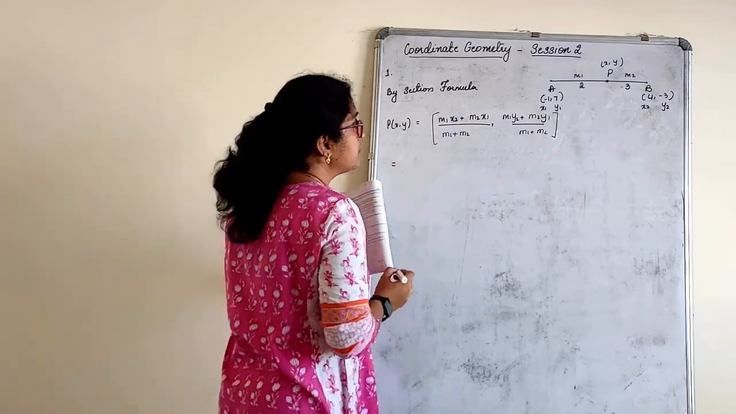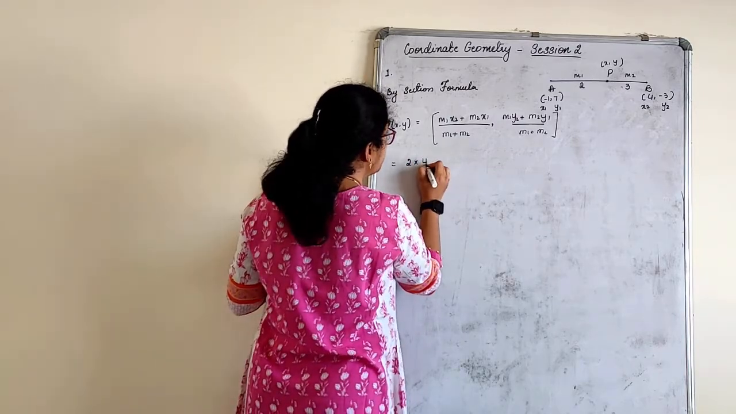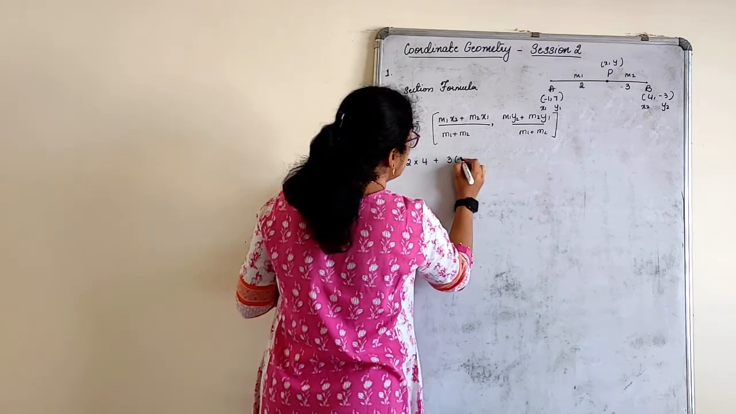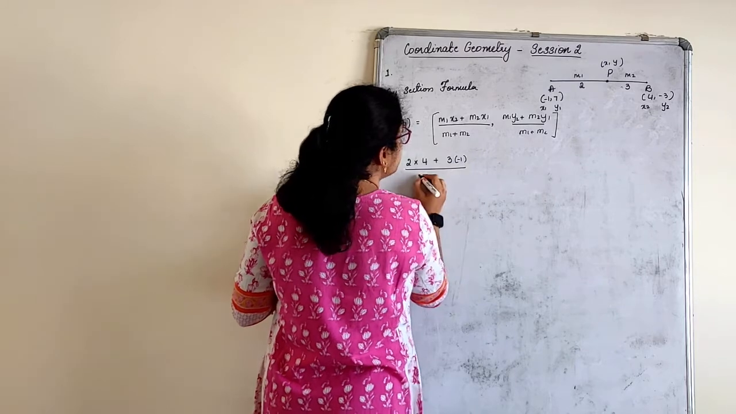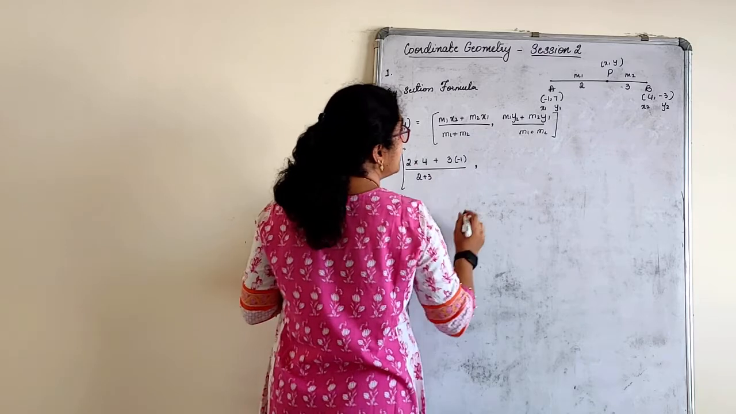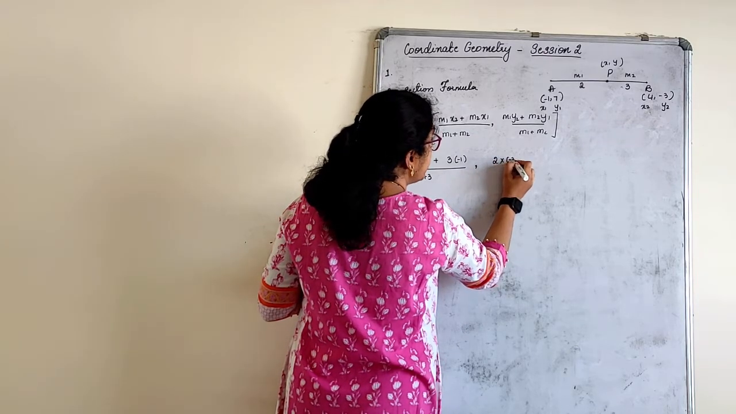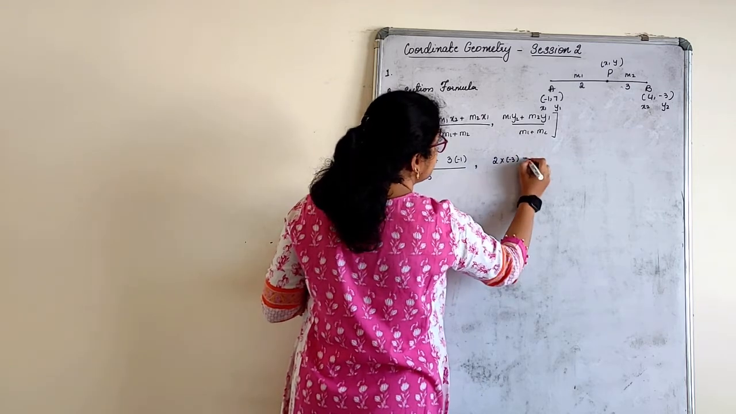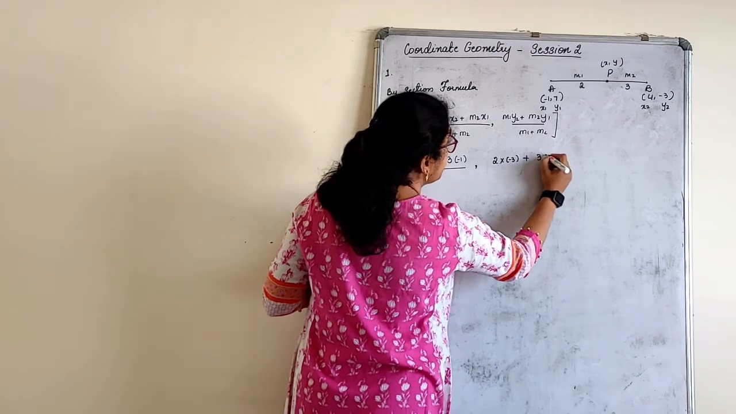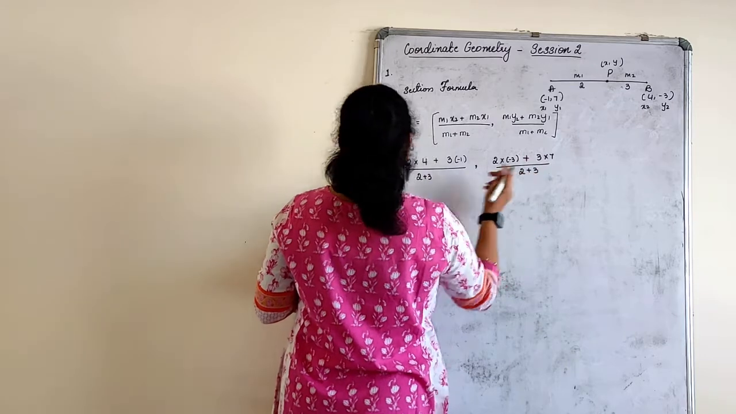Just substitute the values. What is m1? 2. What is x2? 4. Plus what is m2? 3. What is x1? -1, divided by 2 plus 3. Use a comma here. Then m1 is again 2, y2 is -3, plus m2 is 3 into y1 is 7, divided by 2 plus 3.